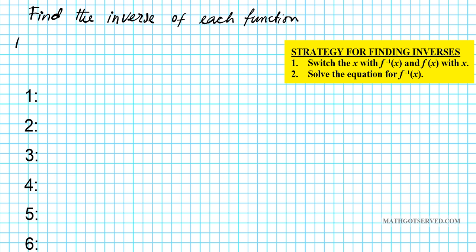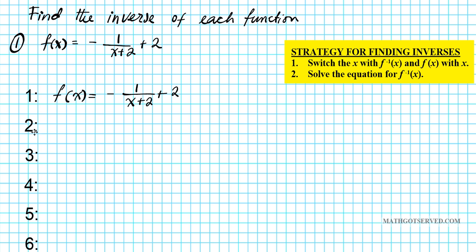So for problem number one, what if we had the function f of x equals negative 1 divided by x plus 2, plus 2. How do we find the inverse of this function? Step one, we're going to switch f of x with x and x with the inverse of x. Let me rewrite the function again. So we have f of x equals negative 1 over x plus 2, plus 2.